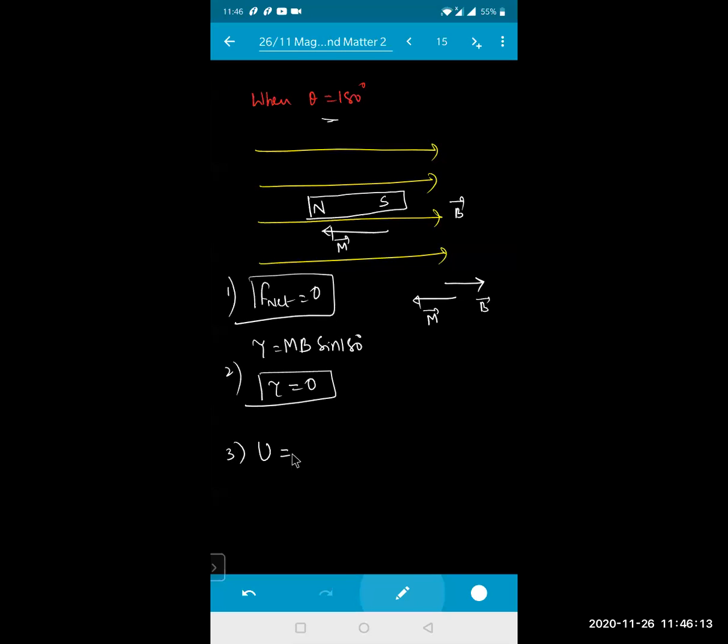Third point, energy U is equal to minus mB cos theta. Theta is 180. Cos 180 is how much, beta? Minus of minus will become plus. It is mB. That means this is plus, so this will be the maximum. So the maximum potential energy is equal to mB, and this one is known as what? Unstable equilibrium. And the moment you keep the bar magnet and leave it, it will come back to the original position. Okay now, is it clear?